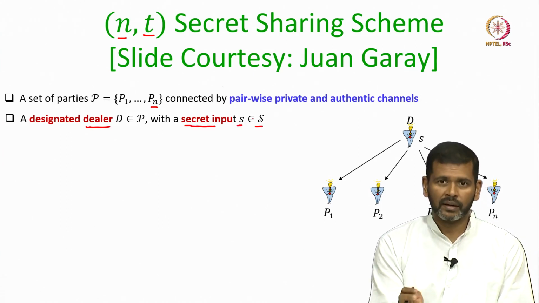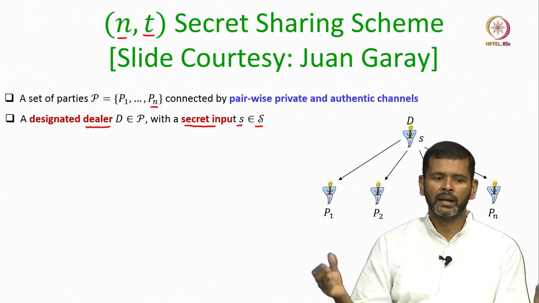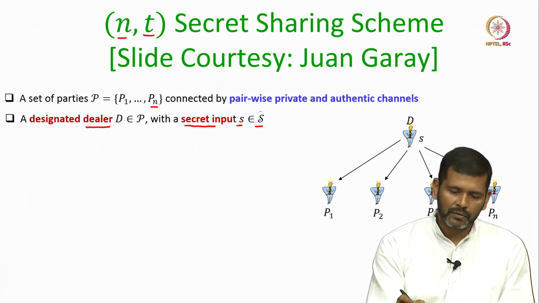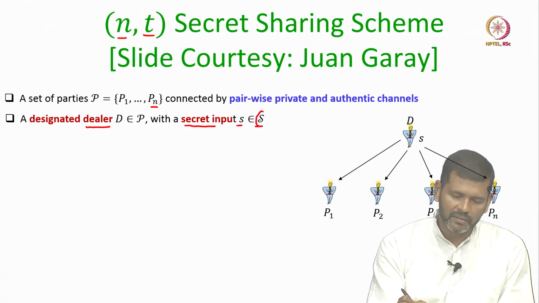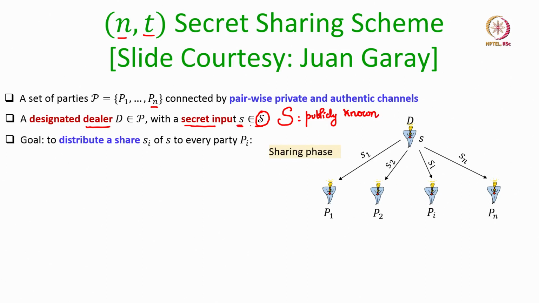So, that secret s, small s, could be as small as a bit or it could be a large element, and the set of all candidate secrets is a secret space which is publicly known. So, this secret space, fancy S, is publicly known, but the exact value of the secret which a dealer has is not known.